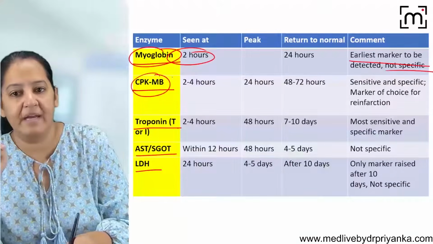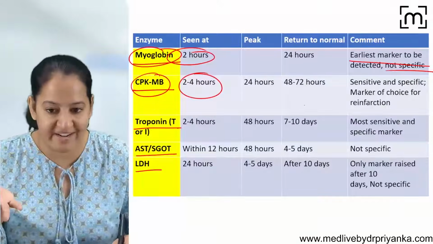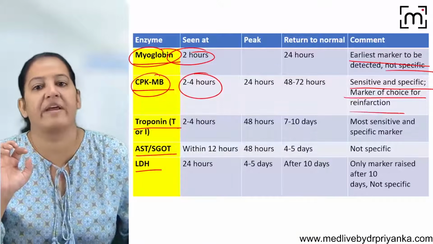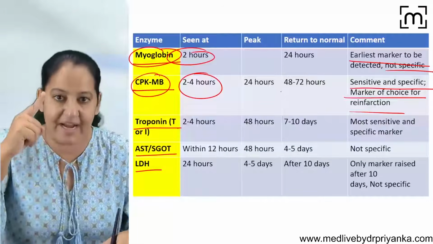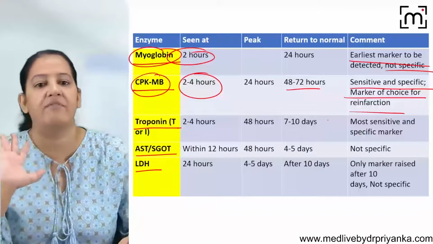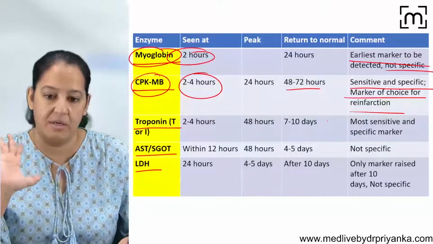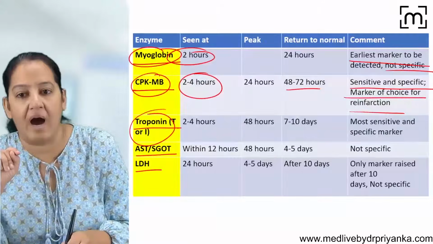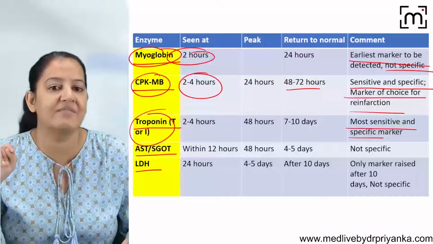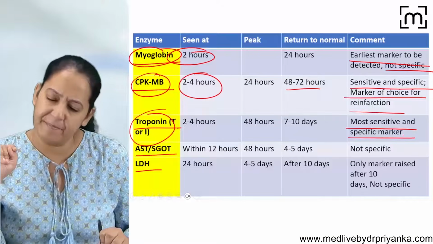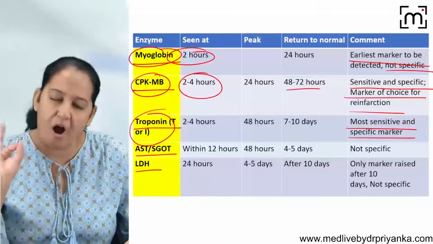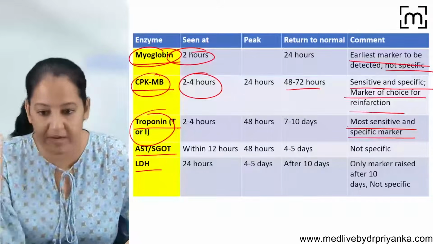Second is CPK-MB. It occurs within 2 to 4 hours. Its level increases in blood. But it is sensitive. It is specific. It is the marker of choice for reinfarction because it rises and within 3 days it goes away. So if there is a reinfarction after 3 days, it is the marker of choice for reinfarction. Troponin T and troponin I are the markers which are present only in cardiac muscle, no other muscle. That's why it is the most sensitive and specific marker for MI. They are present only there. So if someone's blood troponin T and I is elevated, of course the person is having MI, no alternative diagnosis.